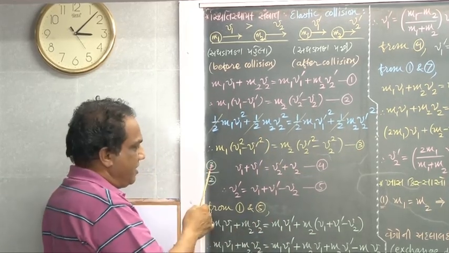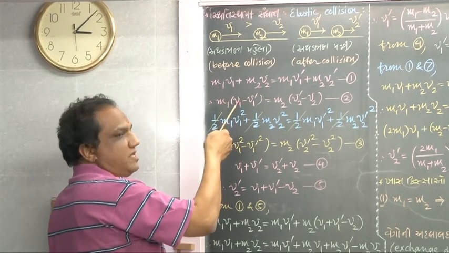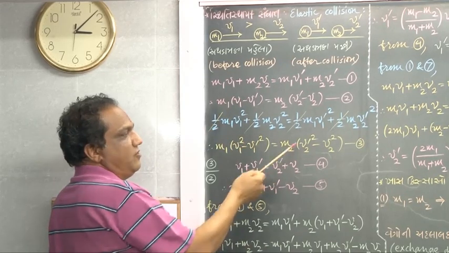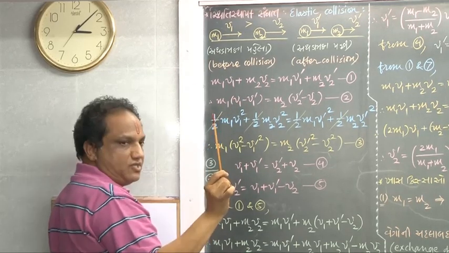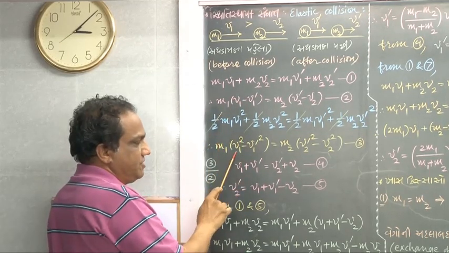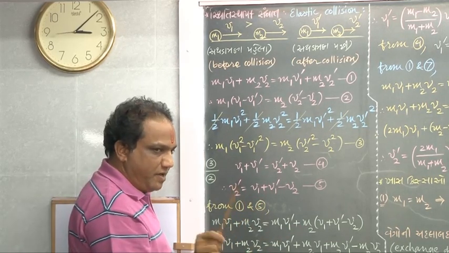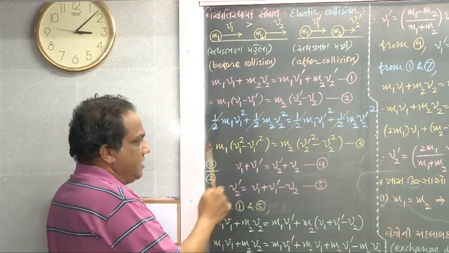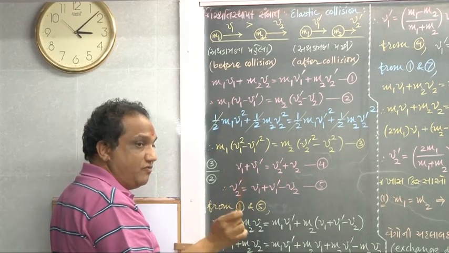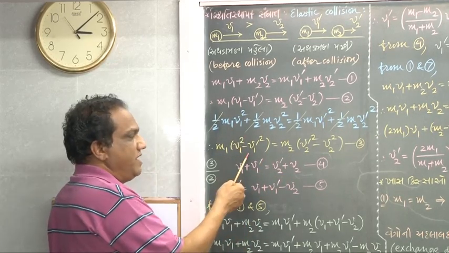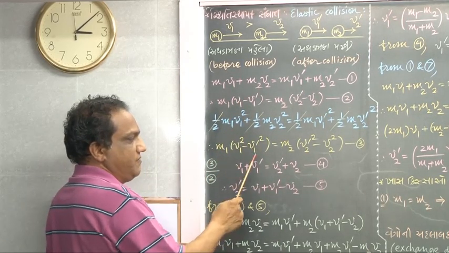Now we should take the ratio of equation 3 to equation 2. This upon this is equal to this upon this. When we take this upon this, m1 will cancel. Factorize: if you have a square minus b square, then the factors are a plus b into a minus b. Similarly here, v1 square minus v1 dash square will be v1 plus v1 dash into v1 minus v1 dash. That v1 minus v1 dash and this v1 minus v1 dash will cancel. Left is v1 plus v1 dash.